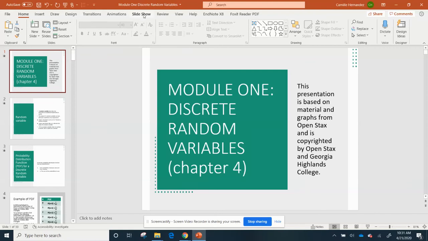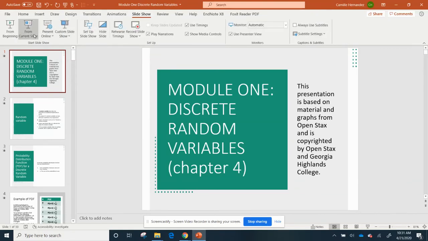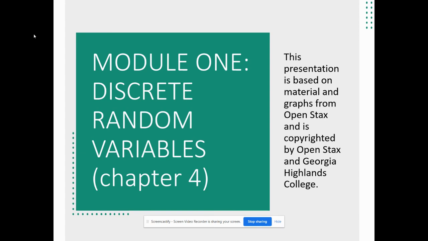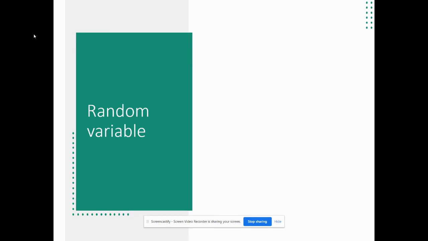So let's go ahead and we're going to talk about discrete random variables. Remember, when we talk about discrete, that means that we're using numbers that we can count with. If you have a hard time with that, go back to the types of data and refresh that. Remember, discrete numbers are numbers that we don't really have decimals or fractions in. So let's look at this.